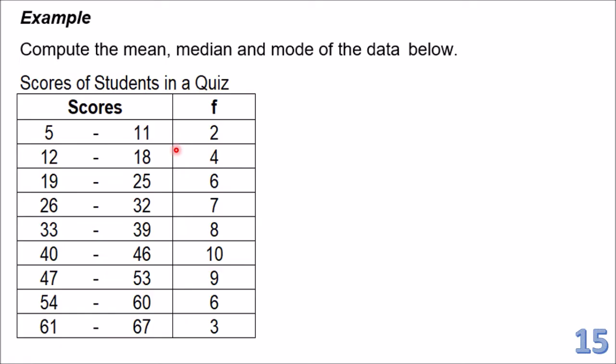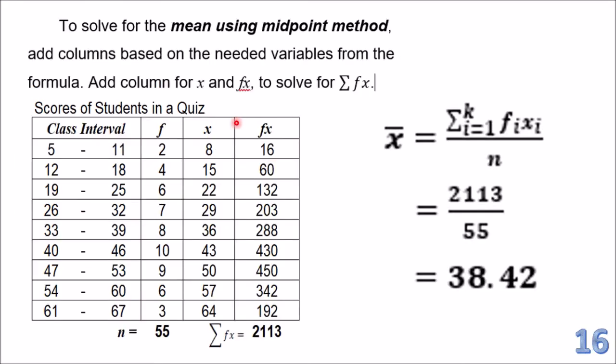So, for the mean, yung una natin gagawin is using the midpoint method. Midpoint method kasi kukunin natin yung midpoint ng classes, halimbawa 5 and 11. So magdadagdag tayo ng dalawang column dun sa ating original given data. The column for x or the midpoint, and then the product of f and x, the frequency and the midpoint. So to solve this midpoint, kunin nyo lang yung average ng bawat class dito.